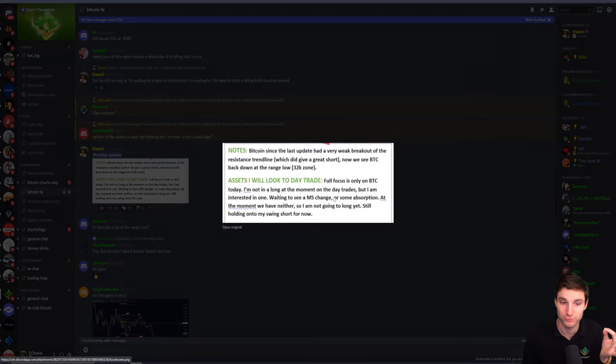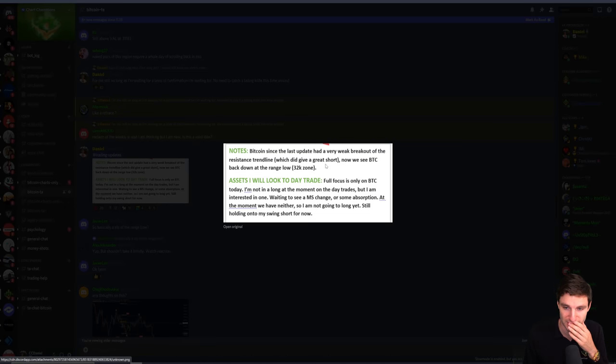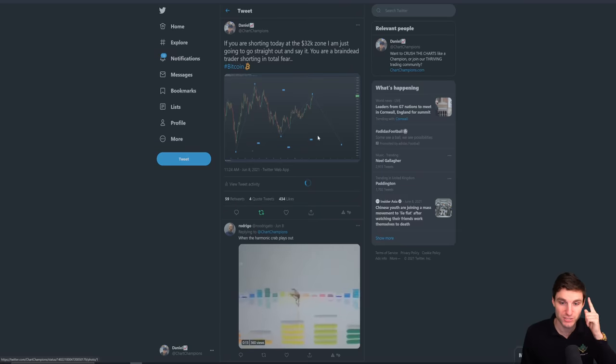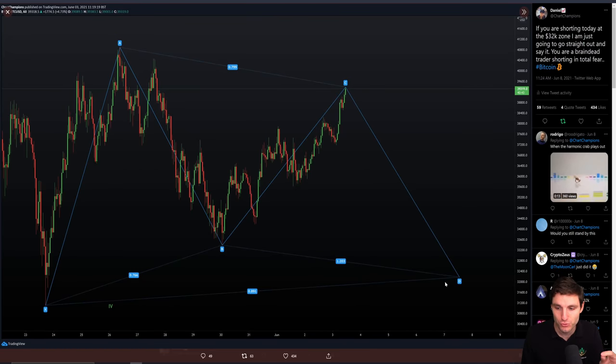Like I was saying, in the first update that I gave in the trading updates, we know this is a long zone. We know this is the place that we want to long, but we need to see the market structure change or some absorption. At the time, in the morning, we had neither. So I'm not going long yet, and I'm still holding on to my shorts. I knew the longs were to be had around $30,000 to $32,000. This is the place where we really want to long.